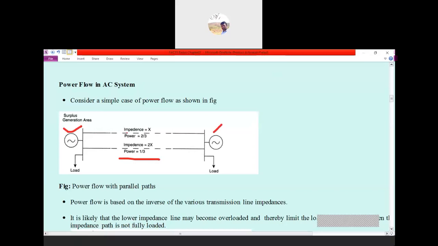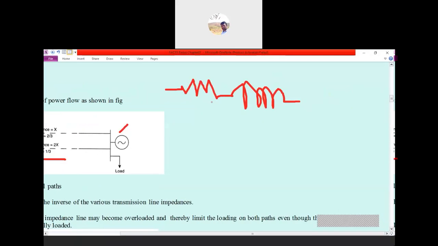Here the impedance of the transmission line, if we take it, is X. Due to the impedance, whatever power flows through the line is affected. So here impedance affects the power flow in a transmission line.